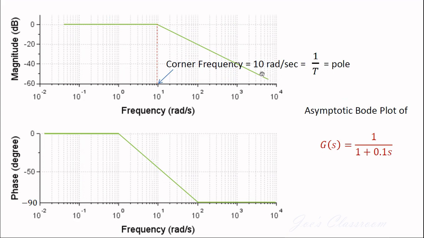He found that this frequency is nothing but 1 by t. That is nothing but the pole. We got the pole as minus 10, and here the corner frequency is the same, 10. Only thing is it is only the magnitude. The frequency cannot be negative, so here it is going to be only the magnitude. So this frequency he called the corner frequency.